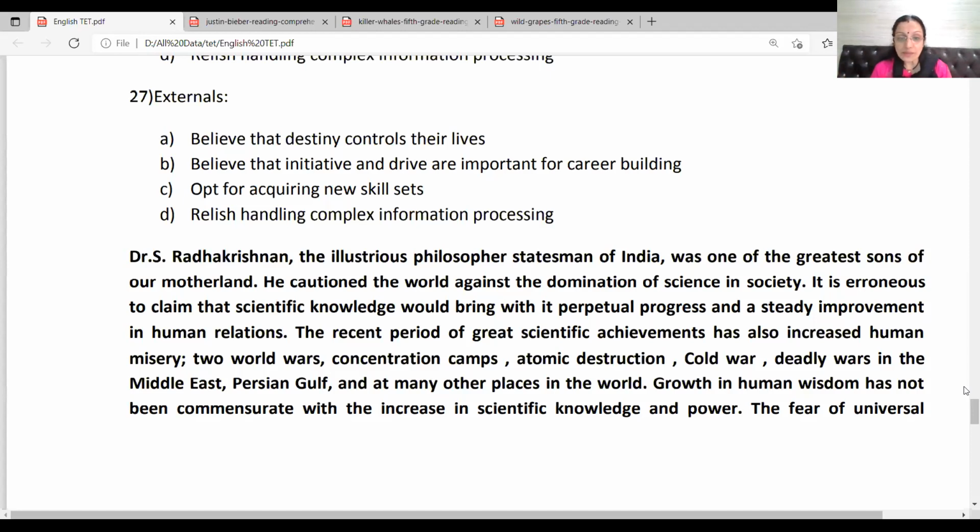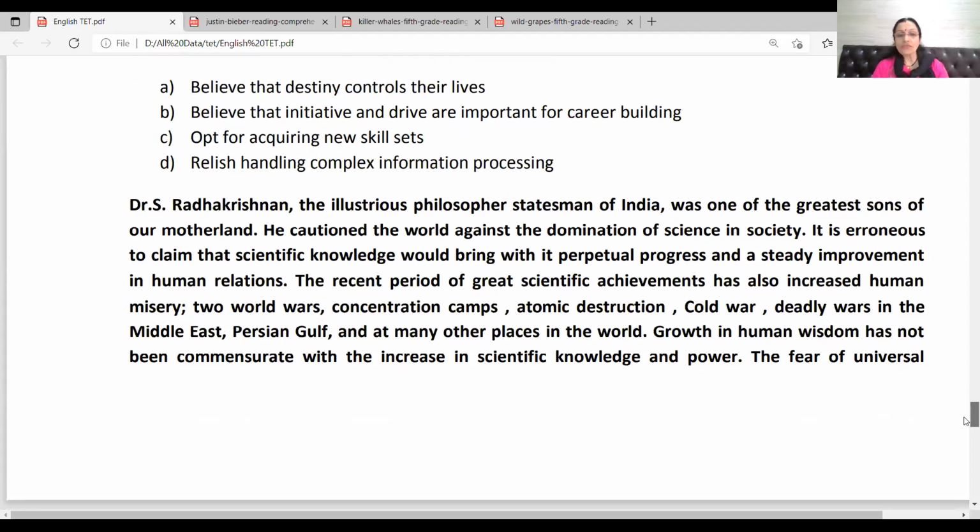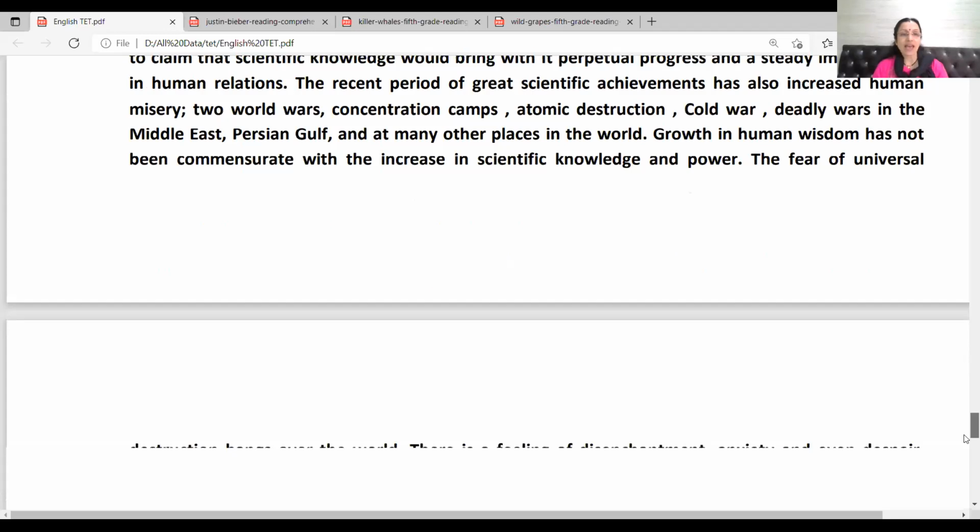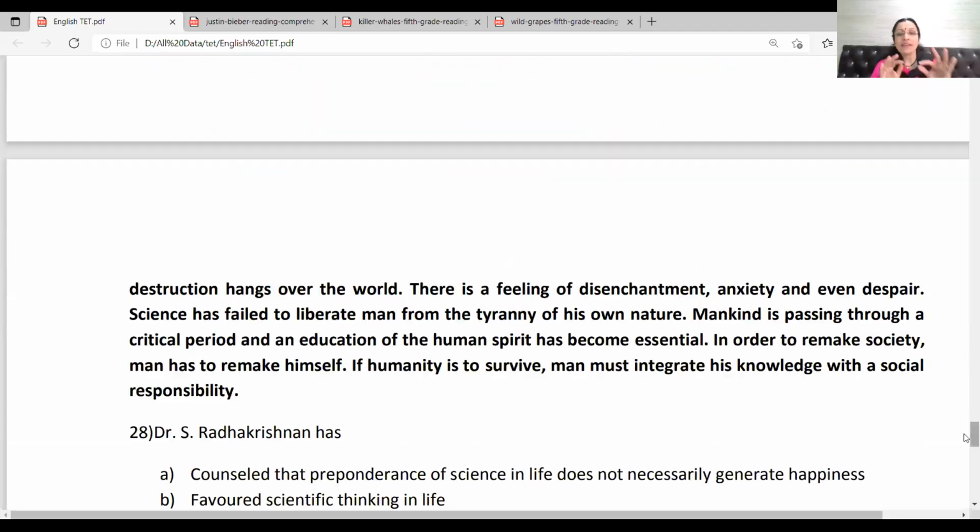Growth in human wisdom has not been commensurate. Please see the spelling of commensurate. Commensurate with the increase in scientific knowledge and power. The fear of universal destruction hangs over the world. There is a feeling of disenchantment, anxiety, and even despair. Science has failed to liberate man from the tyranny of his own nature.